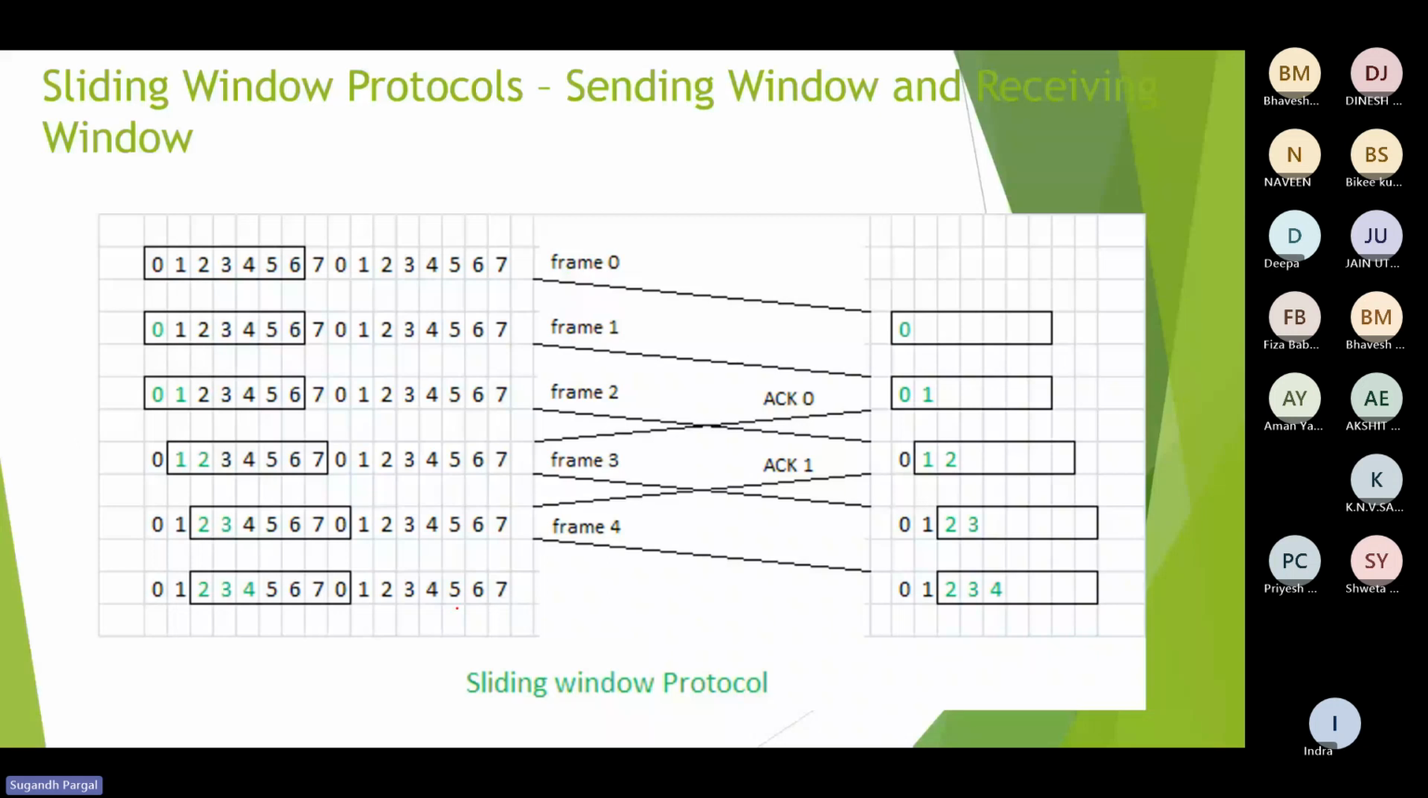We have a window size of 7. So it is sending 0 1 2 3 4 5 6. Frame 0 is sent, and there is a window maintained at the receiving side, which is the receiving window. It receives frame 0, then it receives frame 1, and sends an acknowledgement. Whenever you receive the acknowledgement of that frame, only then is the window pushed forward by one step.